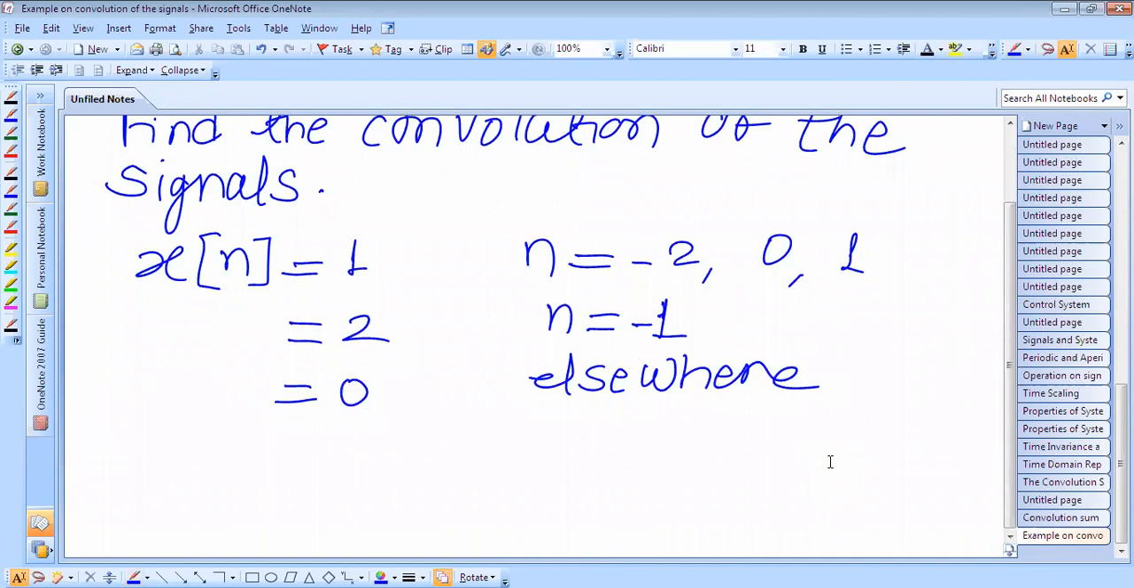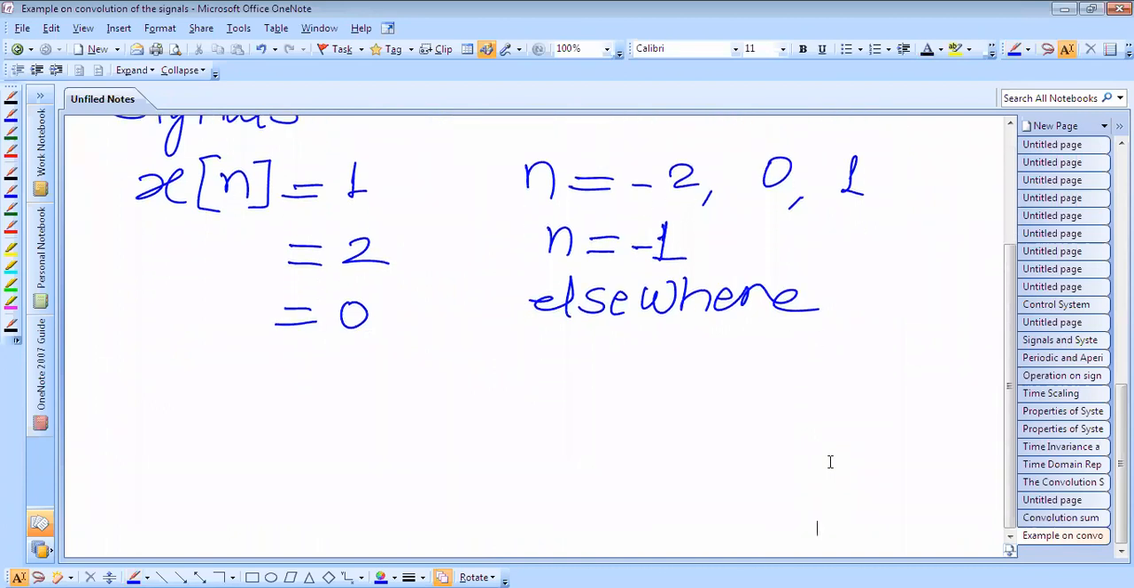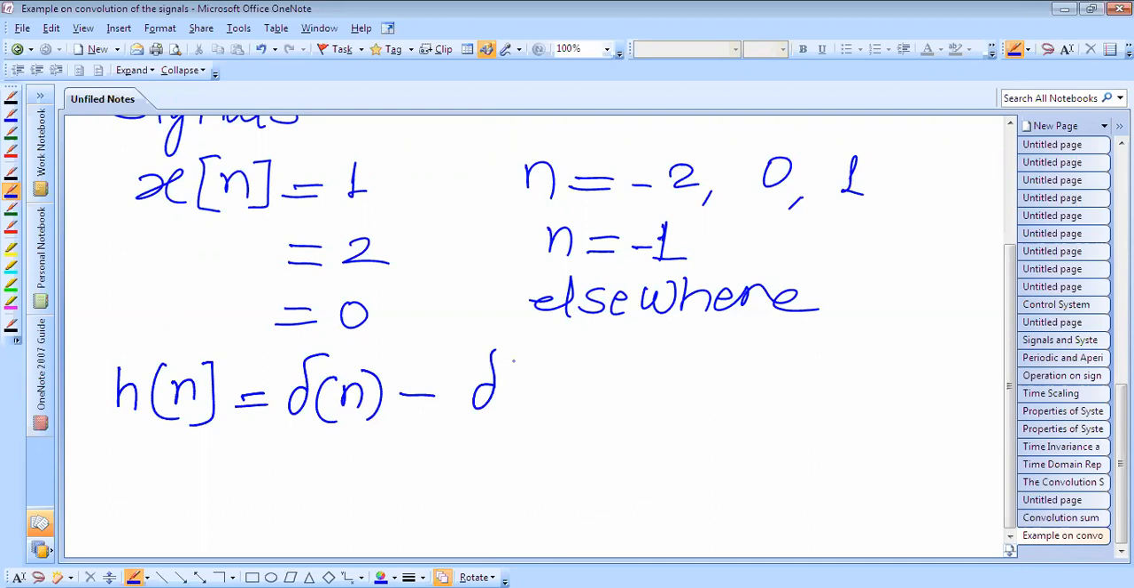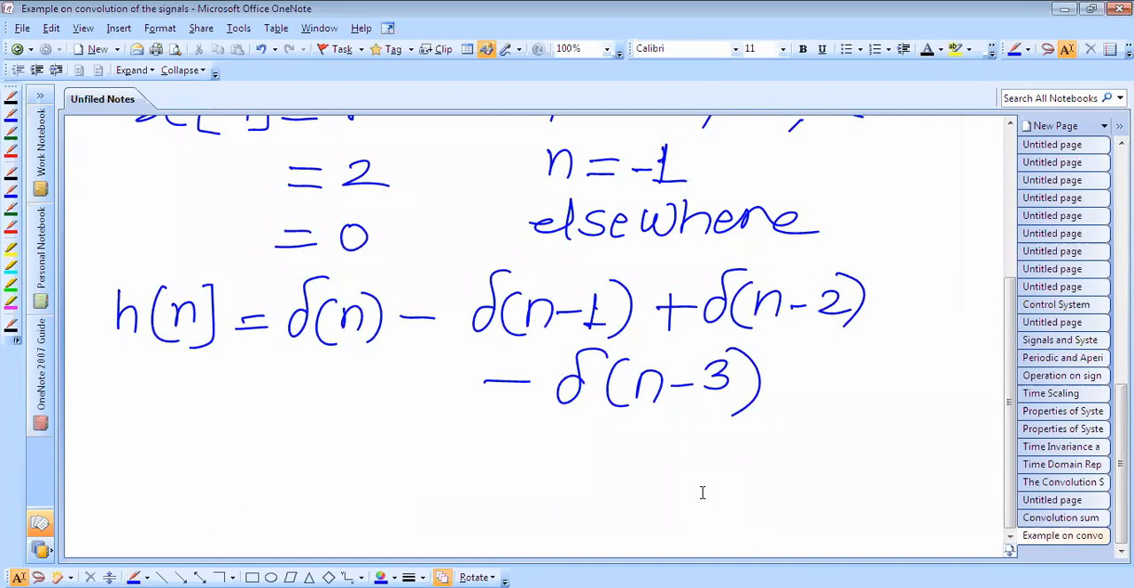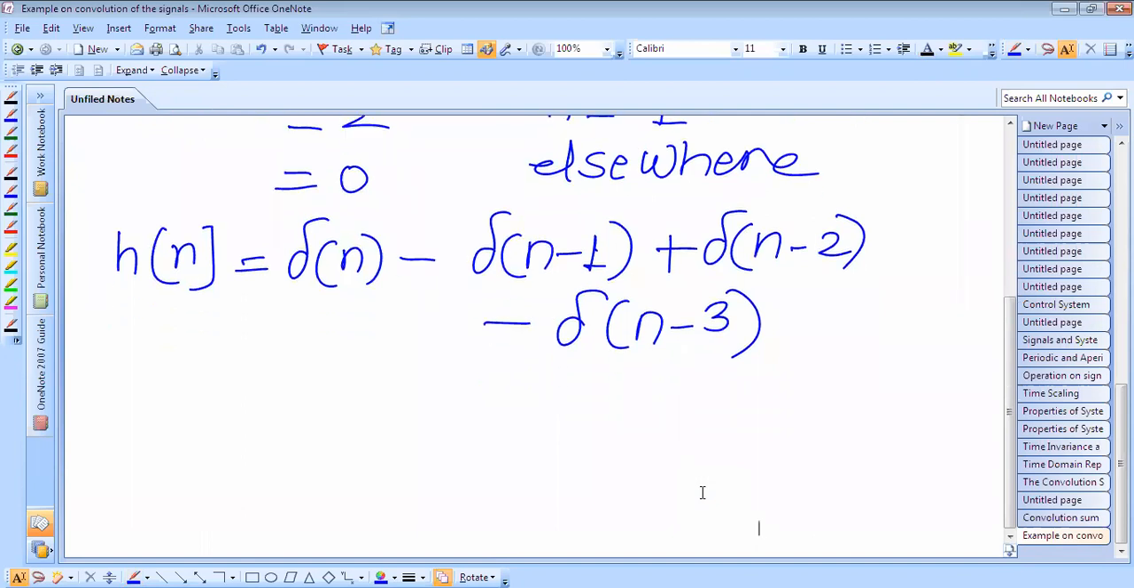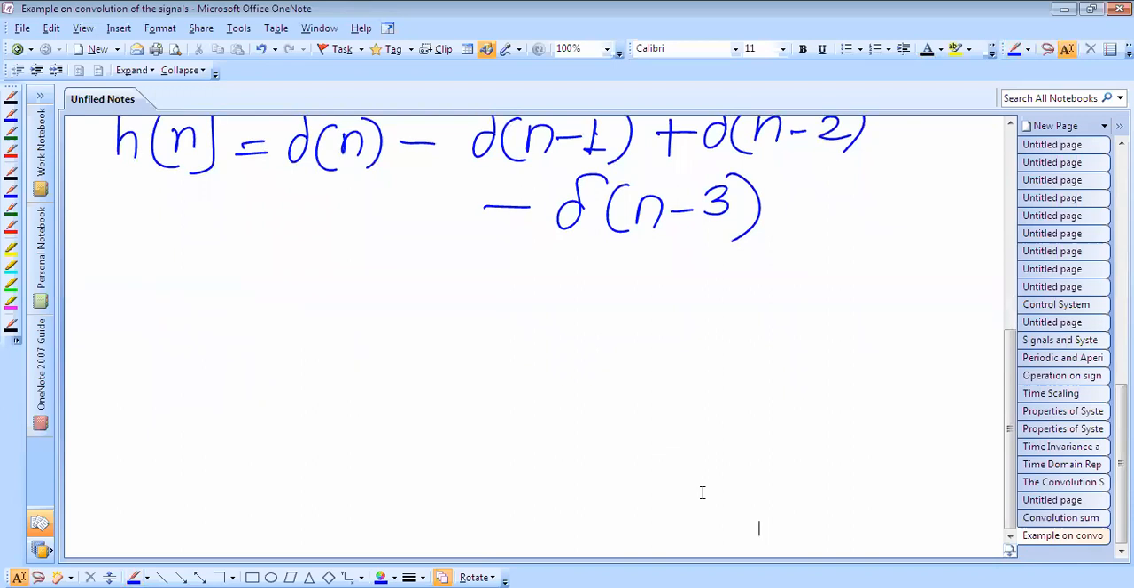Okay, so for finding the convolution of the signal, the impulse response is also given: h of n is equal to del of n minus del of n minus 1 plus del of n minus 2 minus del of n minus 3. So the input is given and the impulse response is given. Now we have to find the output by using the convolution sum.